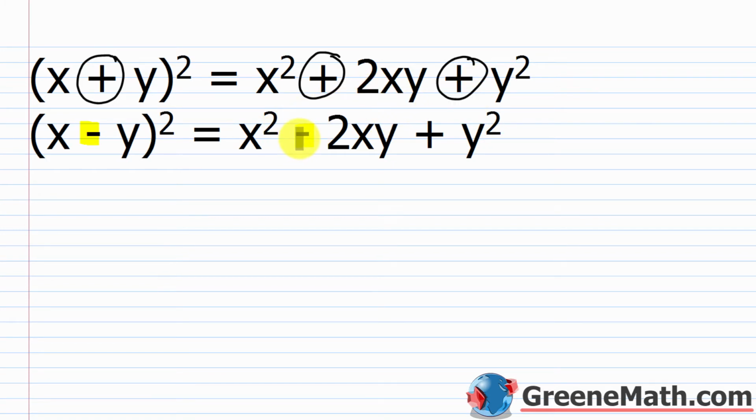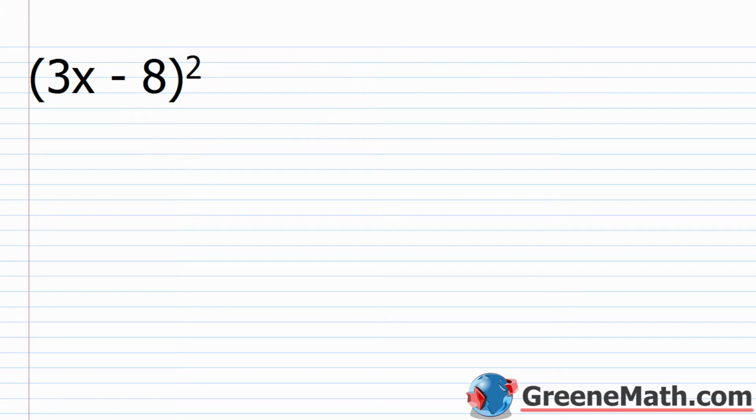So it's very easy to memorize this one, and it's very easy to apply it. Let's take a look at an example. All right, so we start out with the quantity 3x minus 8, and this is squared. So this is a binomial squared. So what would I do here?